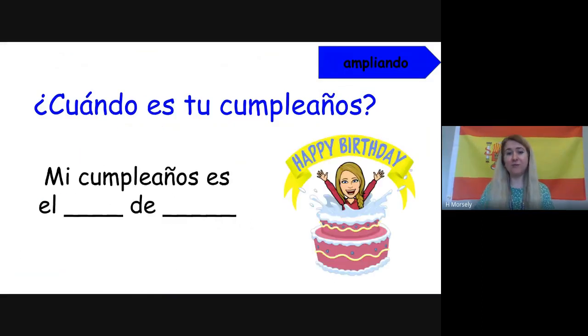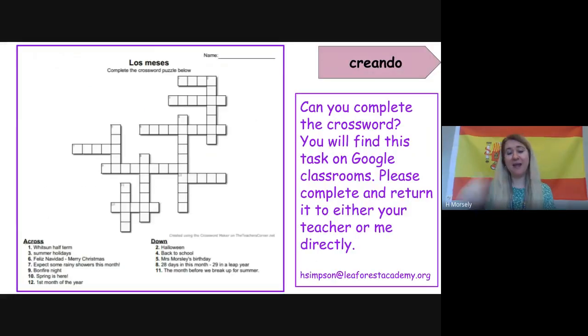What I'd like you to do is write down when your birthday is. So, ¿cuándo es tu cumpleaños? So, we would say, mi cumpleaños es el, and then you give me the date, the preposition de, and then the month. So, por ejemplo, for example, if your birthday is the 5th of January, you'd say, mi cumpleaños es el 5 de enero. Okay, so have a go at writing down when your birthday is.